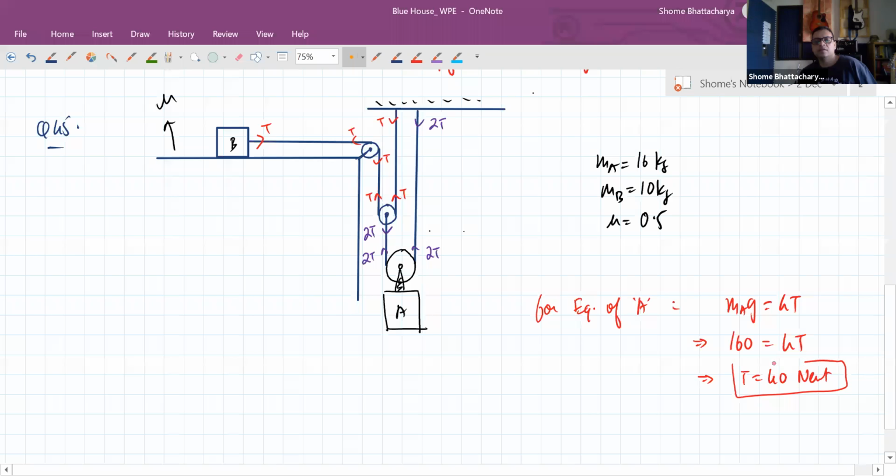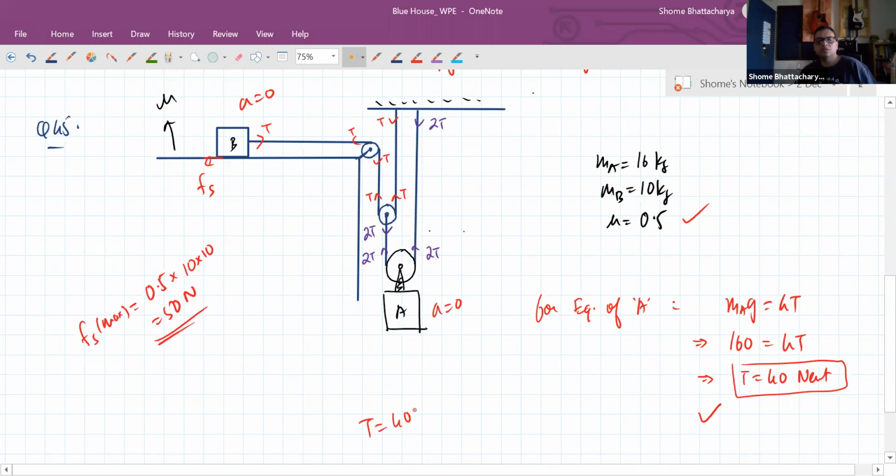Okay. And on B, we can see the maximum static friction is 0.5 into 100, so 50 newtons of friction is available to us. So that means equilibrium is very much possible. What will happen? The system will be in equilibrium with tension T equal to 40 newtons, static friction equal to 40 newtons, and the net tension acting on this equal to 160 newtons.